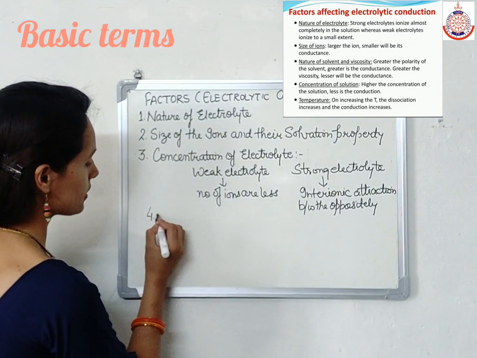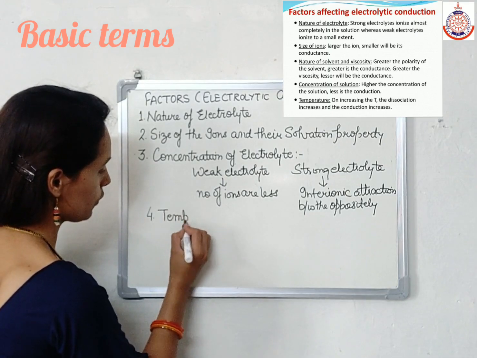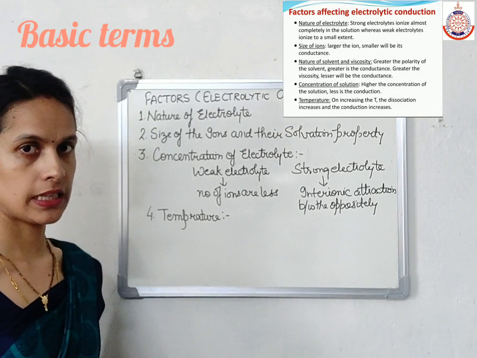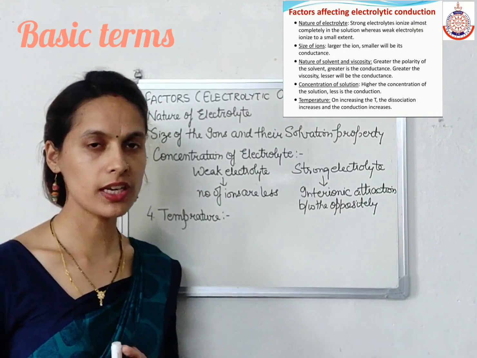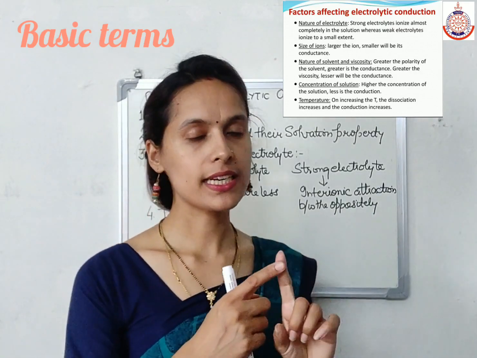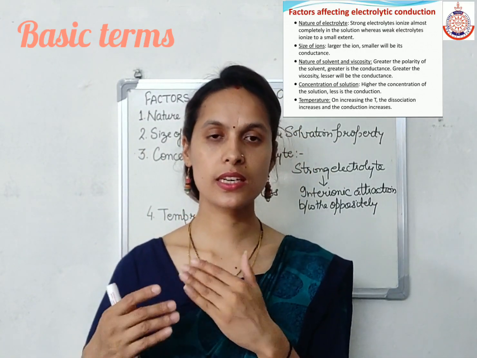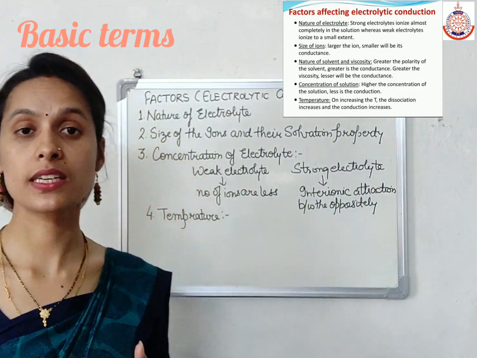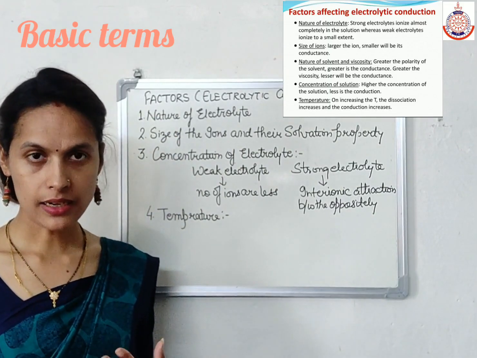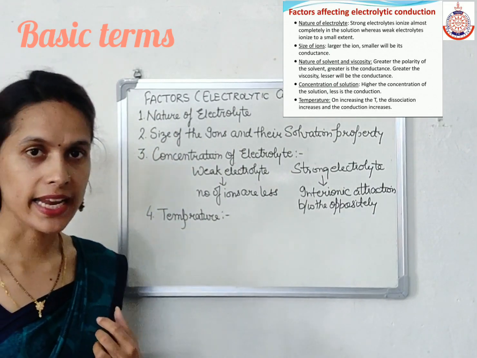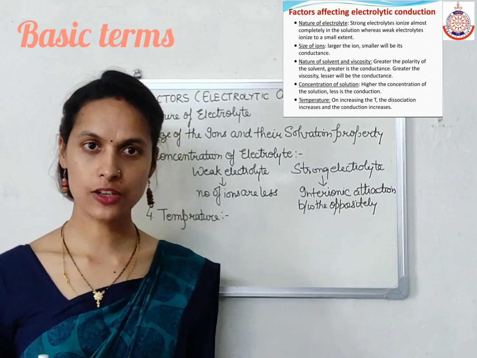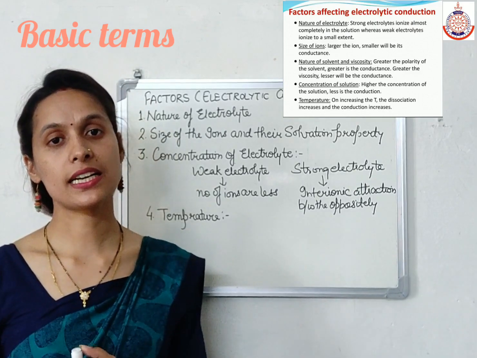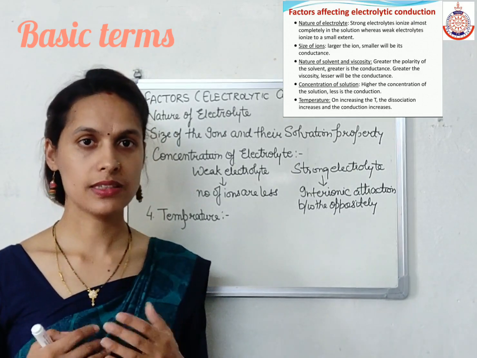Next, fourth is the temperature. Now, there is a question in temperature: why does electrolytic conductivity increase with increase in temperature, whereas electronic conductivity decreases with increase in temperature? Clear? Is the question clear to you? That is, why does electrolytic conductivity increase with increase in temperature, and why does electronic conductivity decrease with increase in temperature?